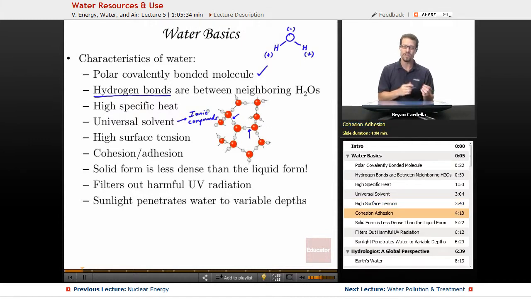Related to that is cohesion and adhesion. Cohesion would be water molecules sticking to each other. So imagine water dripping down the windshield of a car. That's a cohesive property, in terms of water molecules sticking to water molecules via hydrogen bonds. So the ability of water to go up the xylem of a plant has a lot to do with cohesion. It also has to do with adhesion, because adhesion is water sticking to surfaces that are next to it.